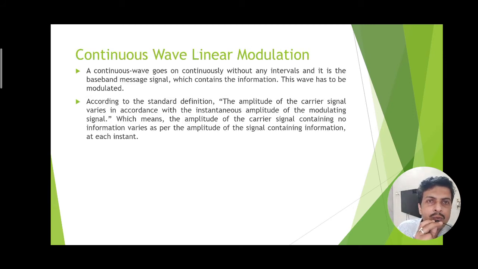Now let us move into the continuous wave linear modulation. In the continuous wave linear modulation, that means it is nothing but the amplitude modulation, in which the amplitude of the carrier signal varies in accordance with the instantaneous magnitude of the modulating signal. So this means the amplitude of the carrier signal containing no information varies as per the amplitude of the signal containing information. That means the message signal.